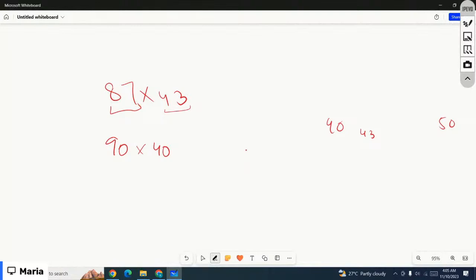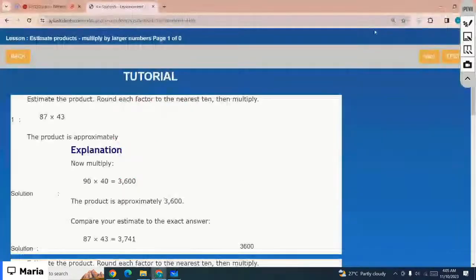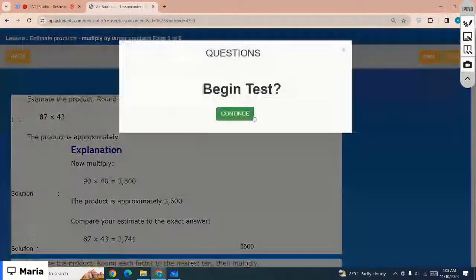Now let's just multiply them. 9 times 4 is 36. Multiply the non-zero values and then add the number of zeros. With both the numbers you have one zero, so the product must have two zeros, right? You need to add the zeros. So that would be 3600. Got it? Same thing you have to do with the practice questions. Let's just start with the practice questions.